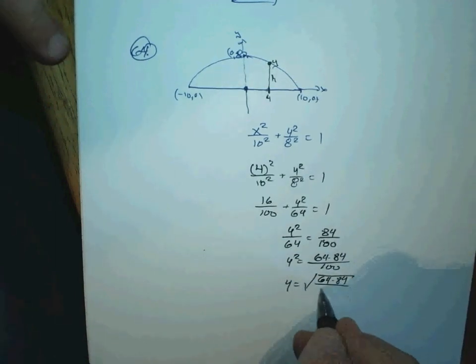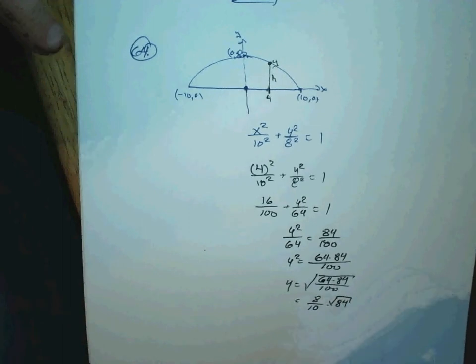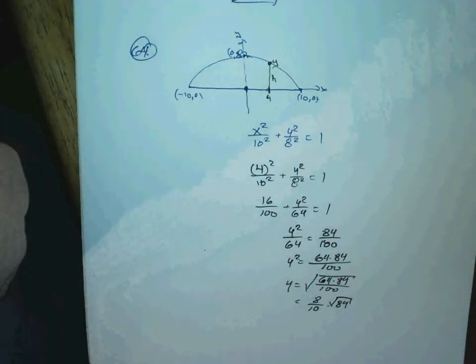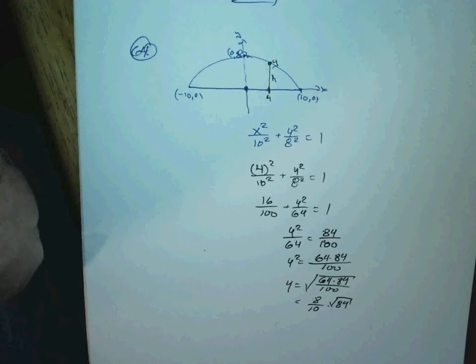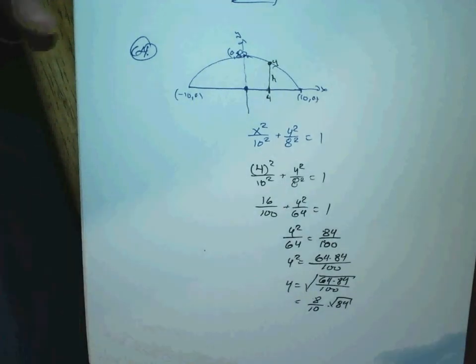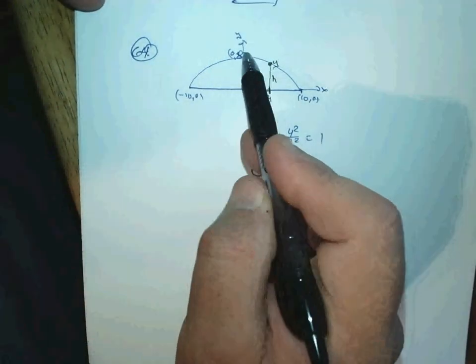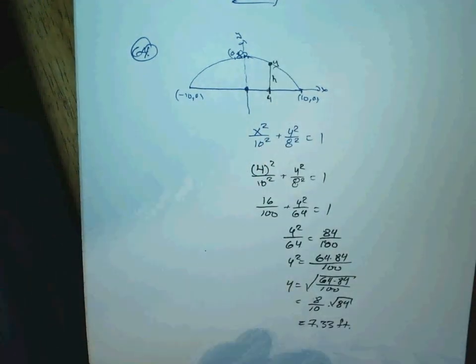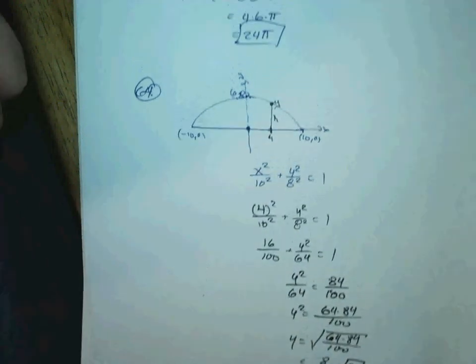84 over 100. And then you multiply both sides by 64. To find y, you take the square root. Square root of 64, 8, square root of 100, 10, square root of 84, well that's not a simple number, but we can certainly calculate that out. 84 square rooted is about 9.17. You multiply that by 8 and divide by 10, and you get 7.33 feet. That is the height, which makes sense. It was 8 feet here. It's dropped down in height a bit over here. And there you have it.